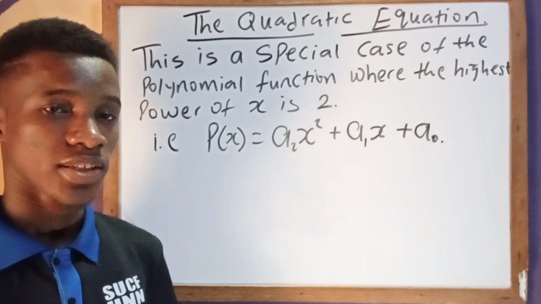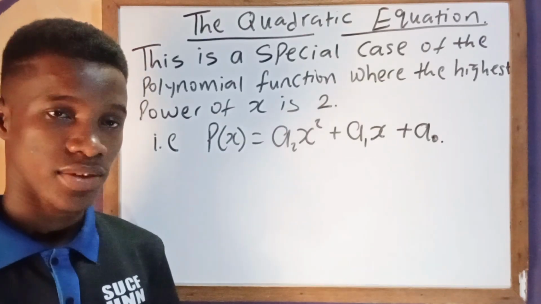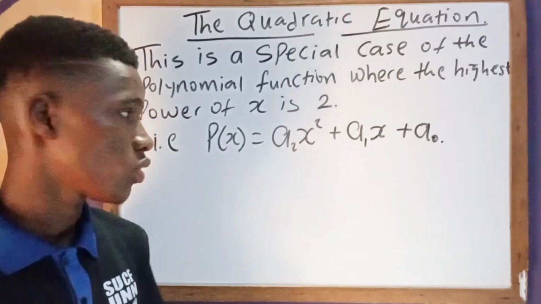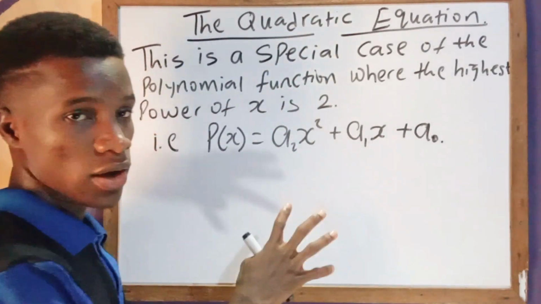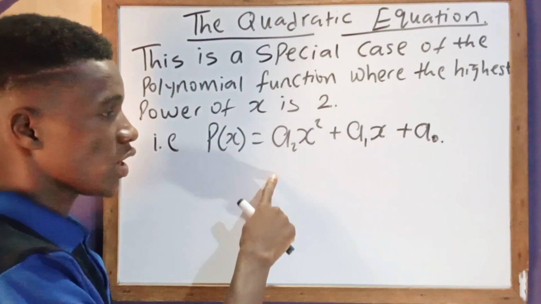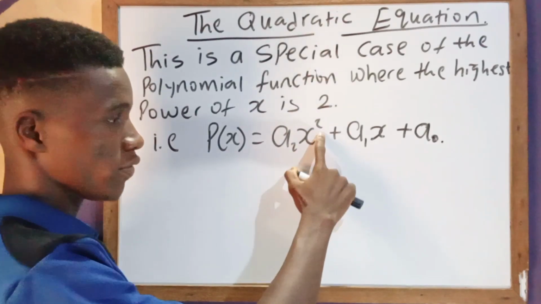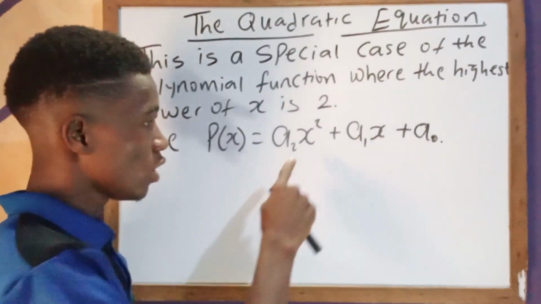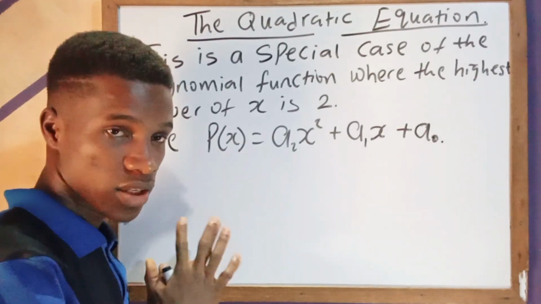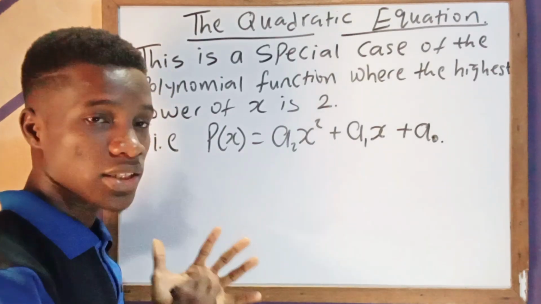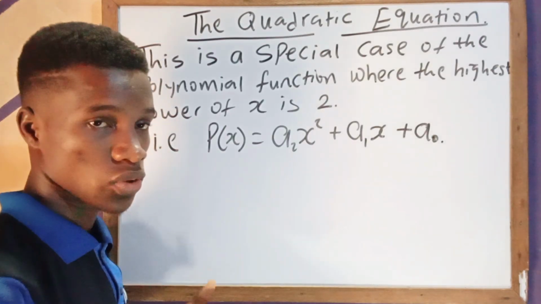the highest power of x is 2. X is the variable, the highest power is 2. And we stated it like this: p of x equals this is a polynomial function, but in this case now the highest power of x, which we refer to as n in the polynomial function we did, is what? 2. So this is just the general representation of a polynomial function that is a quadratic equation.